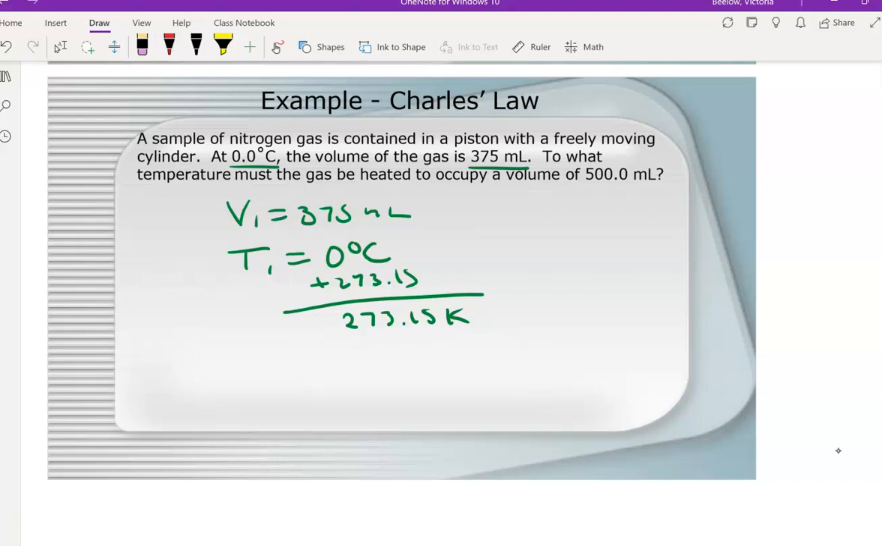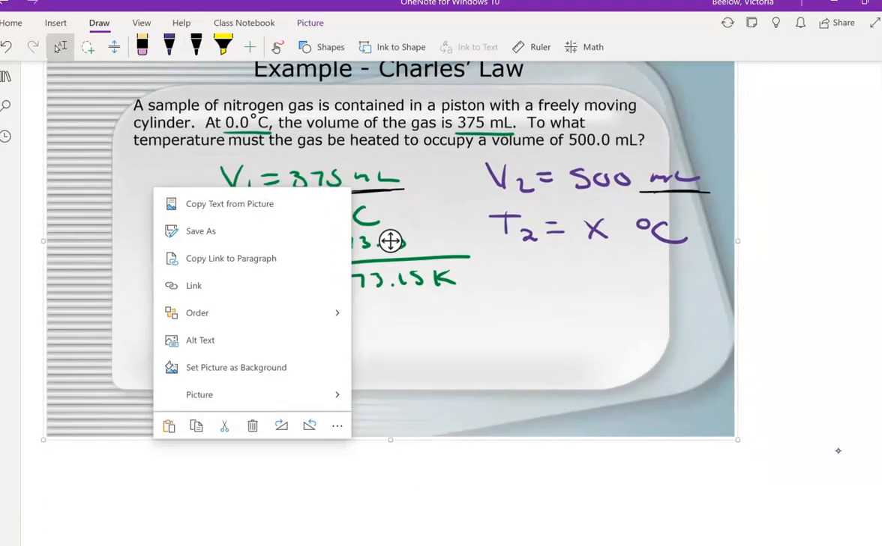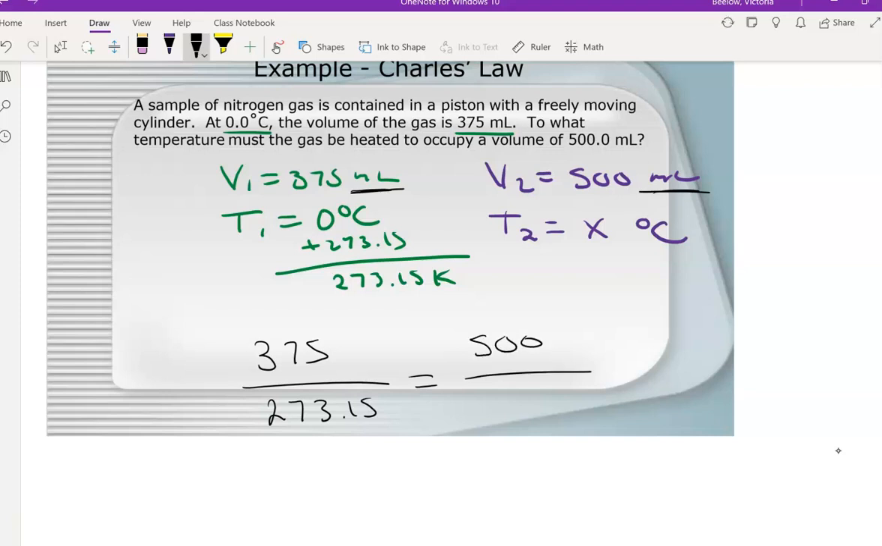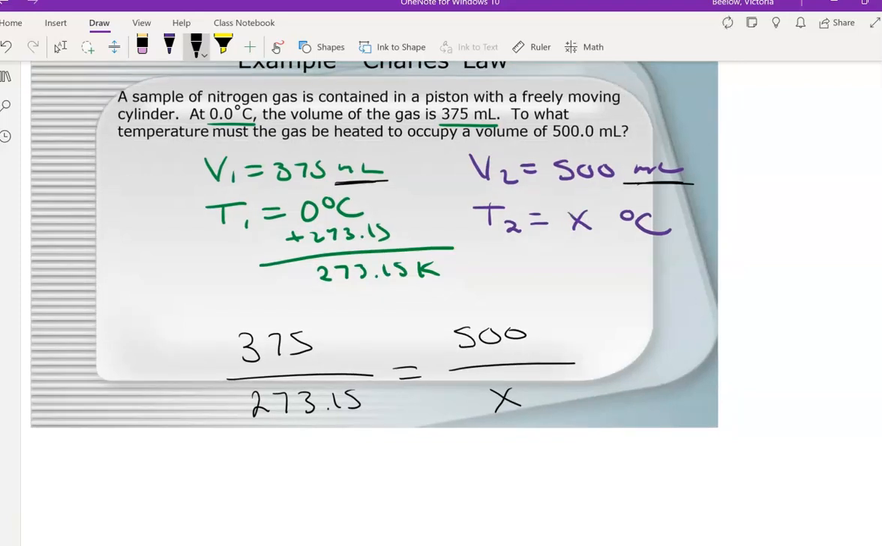To what temperature, so that's what we're going to be solving for. So we're going to be solving for T2. We do need our final answer for this. We're going to get it into degrees Celsius, and I'll get to that in a second. My V2 is 500 milliliters. Now this time, because both of my volumes are in milliliters, you don't have to change either of those because ultimately they would cancel out. However, you still have to always convert your temperature into Kelvin.